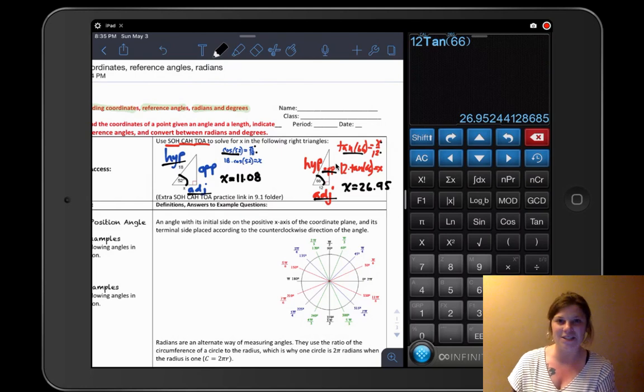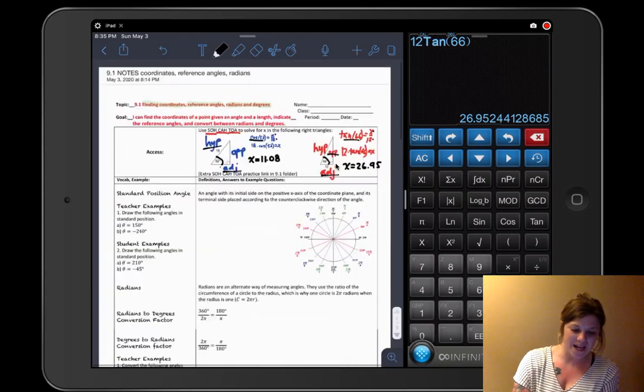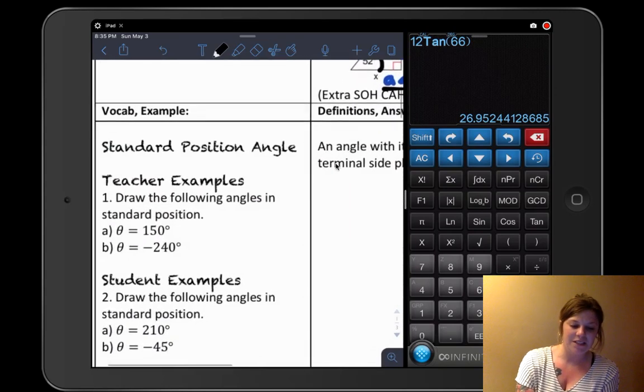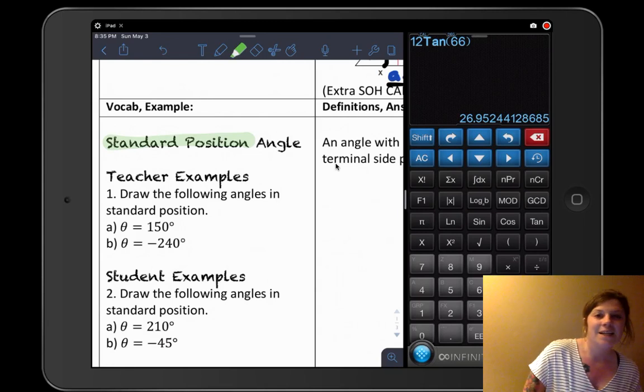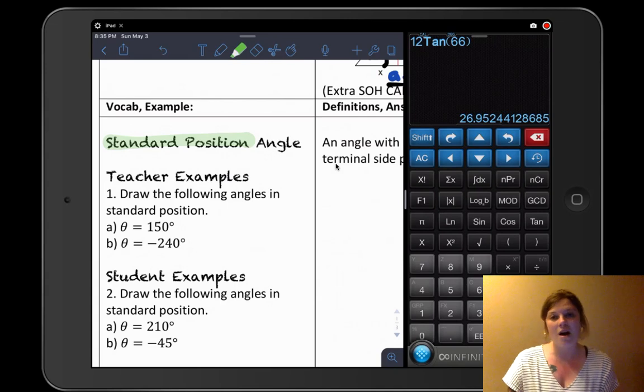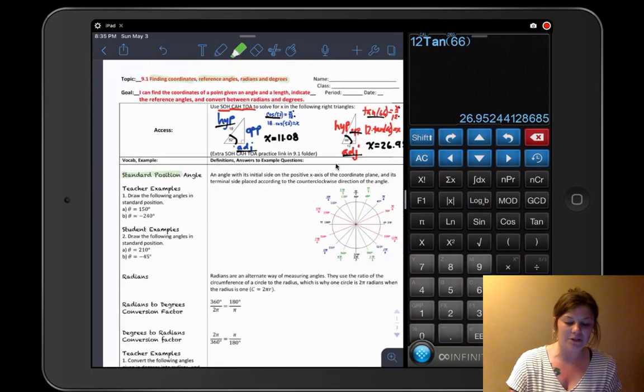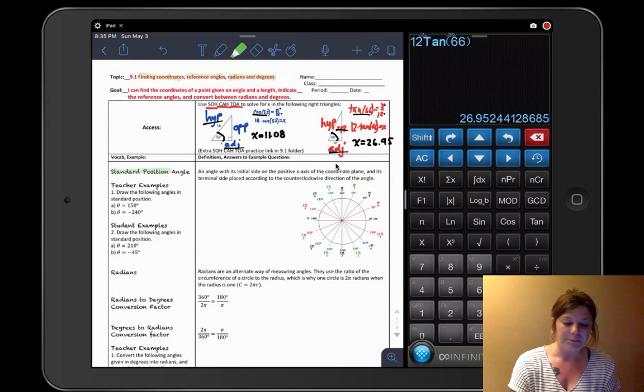Okay, let's get started. We have something called standard position. Standard position is a way that we draw angles so that we can look at them in the same way and compare them. And the way that we're going to look at standard position angles is it's an angle with its initial side, which means its starting side, on the positive x-axis.